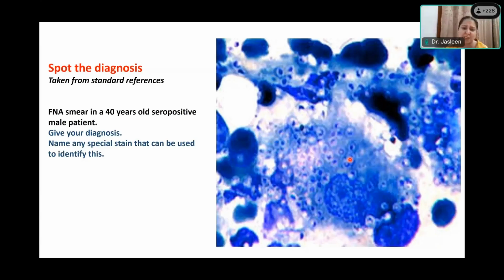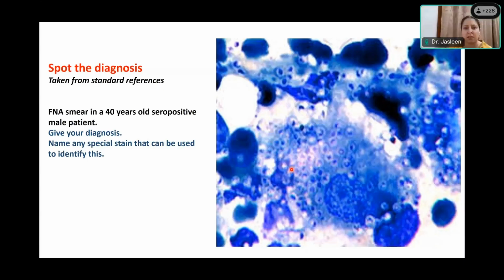Crypto. Achha, look at the size. Isn't it a big fungus? Histo is actually very small in size. Okay, so this is cryptococcus. The patient is seropositive, HIV positive. So this is cryptococcus. Okay, now what special stain will you do?